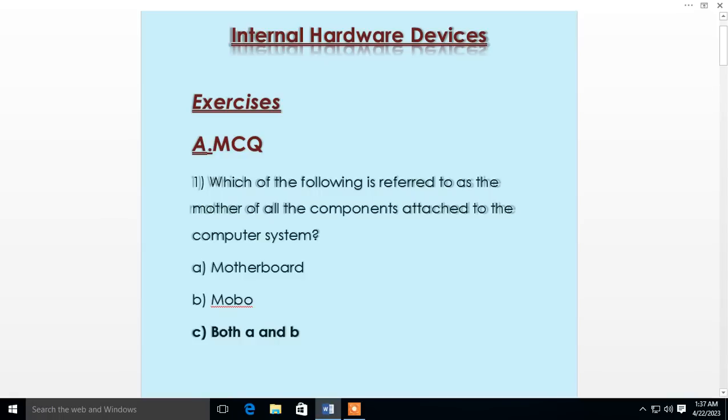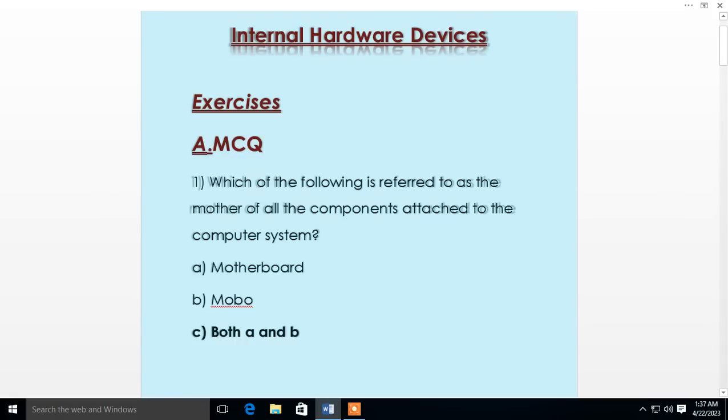Looking at this, you know that another name for motherboard is MOBO. So which of the following is referred to as the mother of all the components? Both answers are correct. Mainly it is the motherboard, which is also known as the MOBO. So both A and B. You have to choose option C, not A, not B, but only C, which tells that both the answers A and B are correct. So this is also important. Don't mark A or B directly.